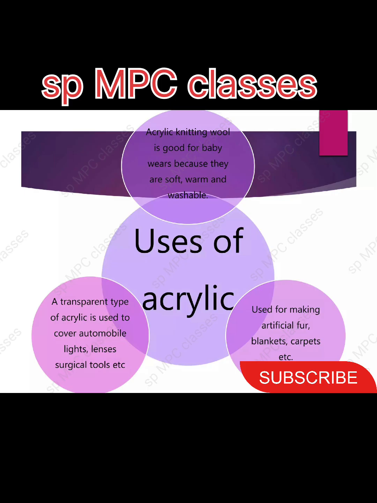Acrylic knitting wool is good for baby wear because it is soft, warm and washable, like diapers. Used for making artificial fur, blankets, carpets etc. A transparent type of acrylic is used to cover automobile lights, lenses, surgical tools etc.